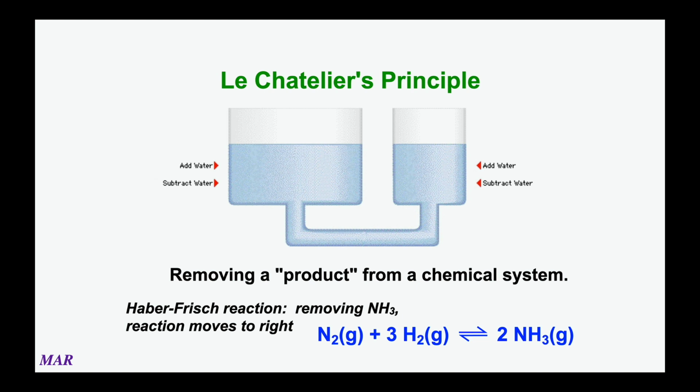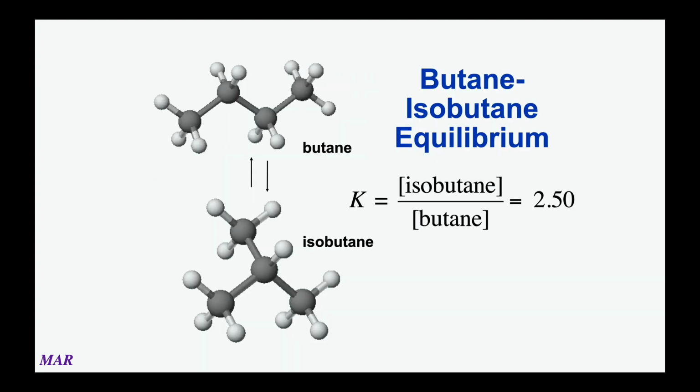So removing product, the reaction will move to the product side. More reactants will be used up and more product. So if you can continuously remove product, the reaction will constantly try and make more and more and more and more product. You end up with more and more of what you're looking for. Kind of cool. So let's go back to the butane-isobutane equilibrium.